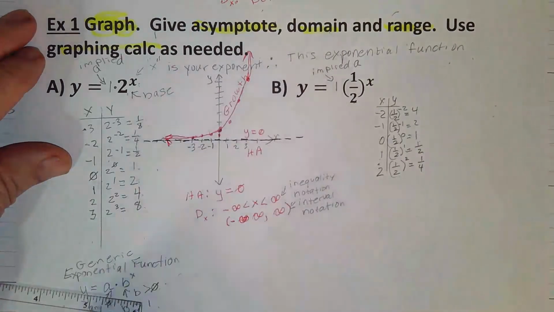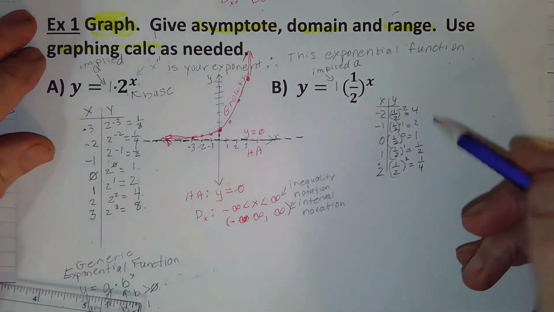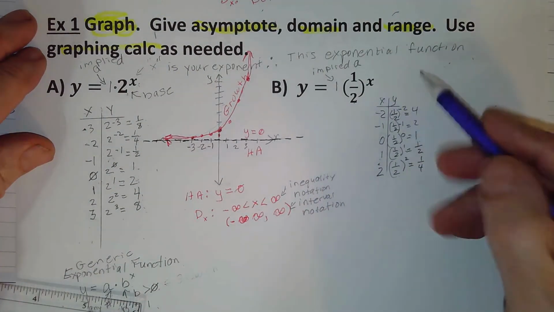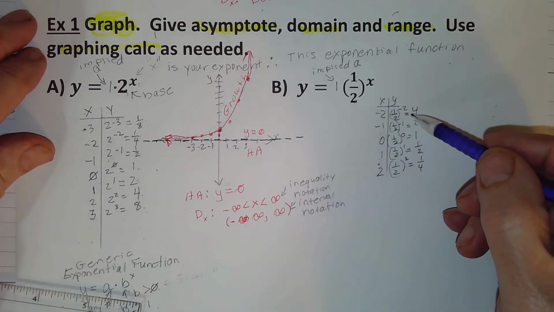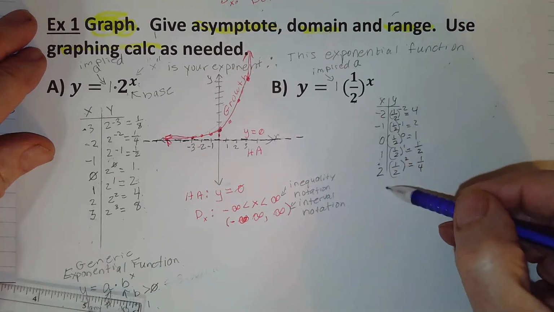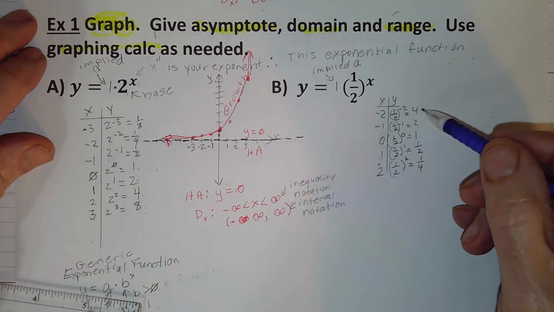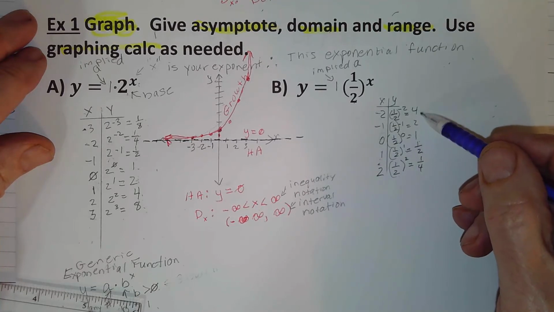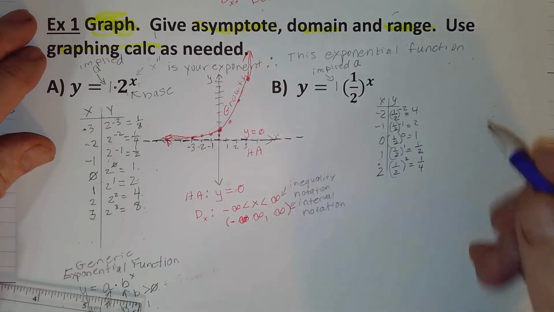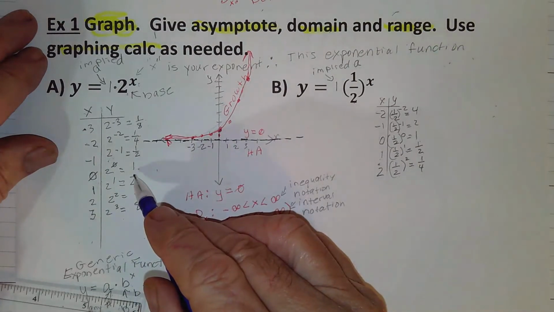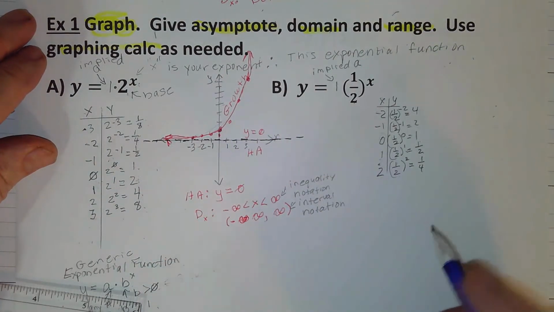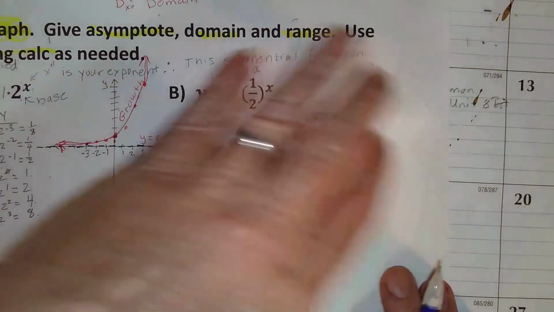So if you notice what's happening here with the fraction, as the exponent gets higher, the value gets lower. Okay, it's the reverse of this. You can see that. All right, well, let's see what the graph looks like.